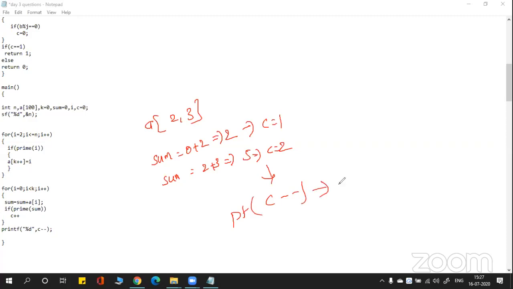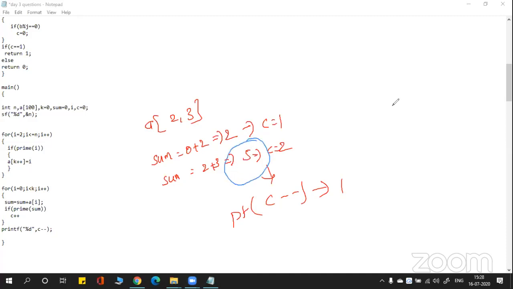If you print c minus minus, it will give you 1. Exactly, even though we are giving 3, it is giving count as 1, but it should give us 0. Can you tell me where we are missing? Exactly, so if you observe this 5.